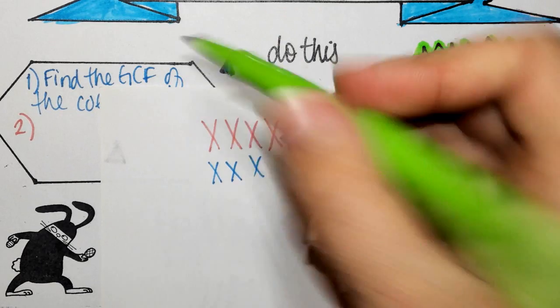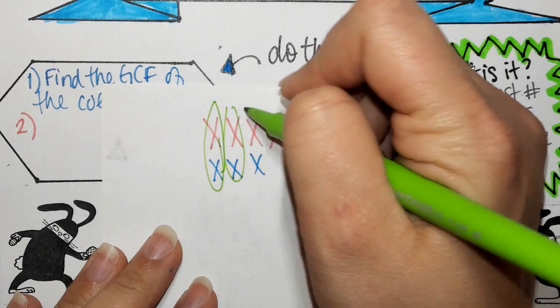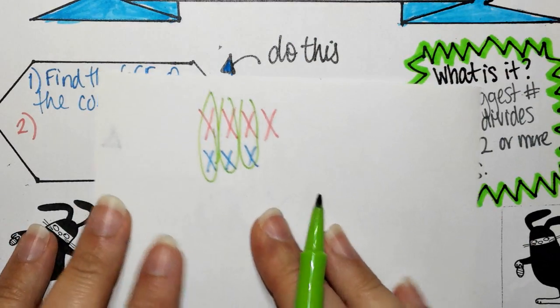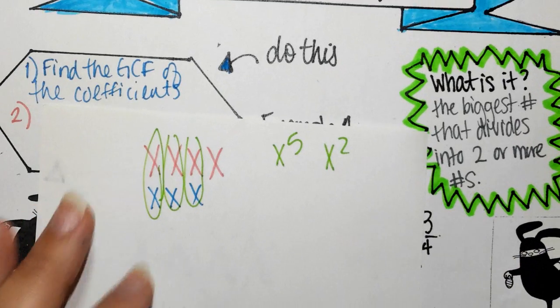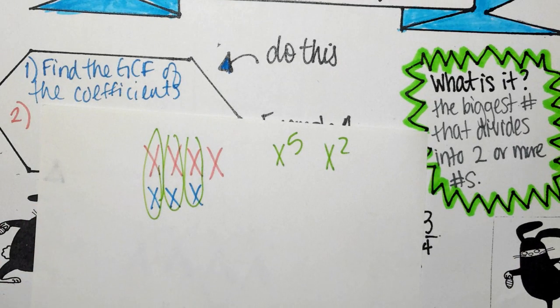3. Fantastic. 1, 2, 3. Now if I had x to the 5th and x squared, how many do you think they would have in common? 2. How do you get that? There's only 2 x's that they have in common with 5 x's.